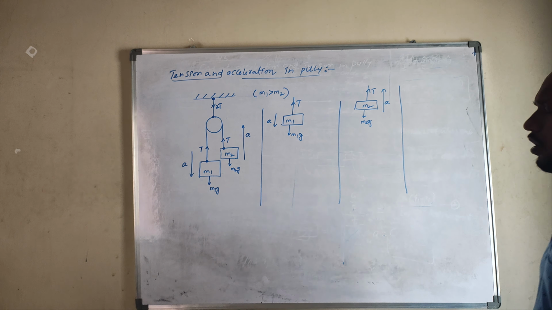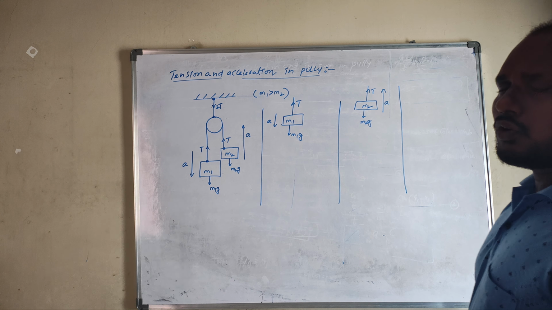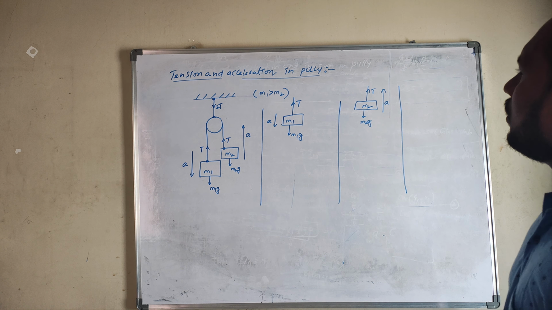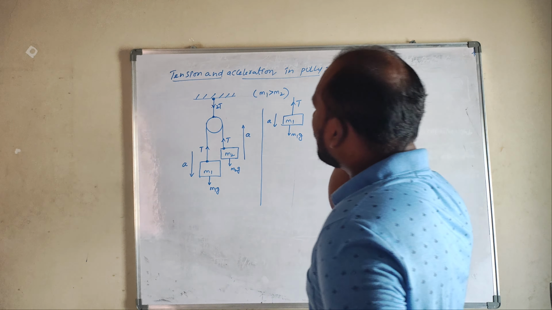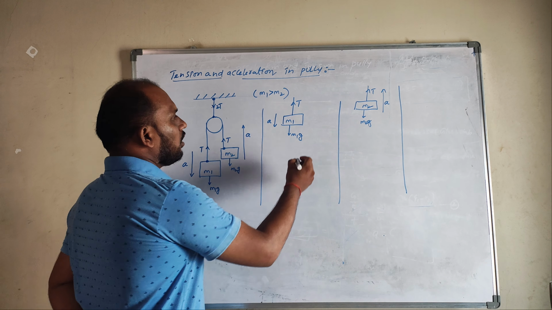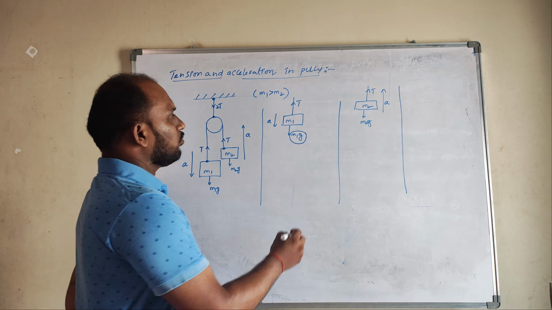So we have two blocks, M1 and M2, and I drew the free body diagrams. A free body diagram is nothing but the total force acting along the directions like X, Y and Z. Now I am applying it. The acceleration is downward, so acceleration downward means the M1G force is more.